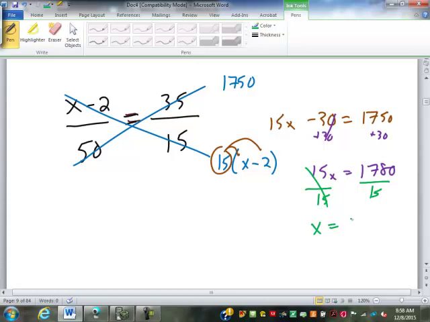X equals what? What's that? 0.67. Yeah, 2/3. 118 and 2/3. If you had either one of those, it would be fine.